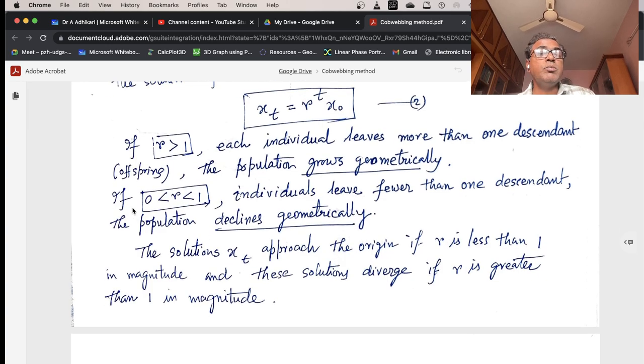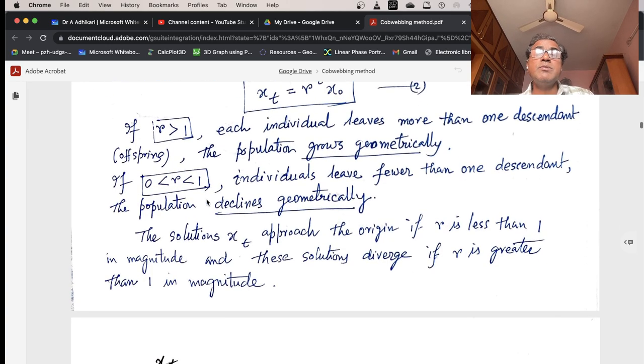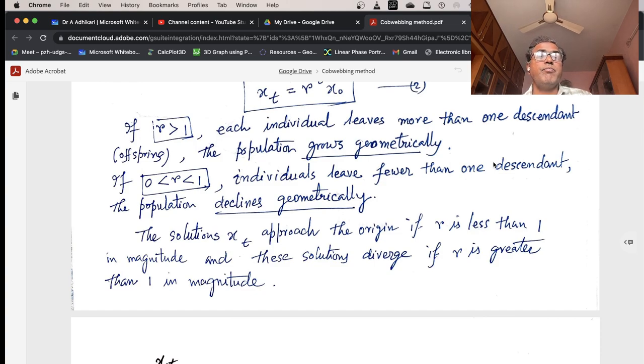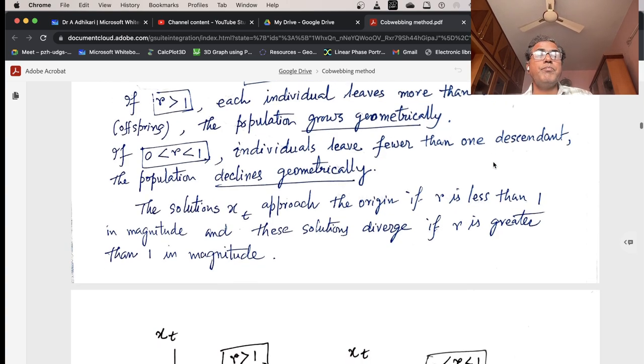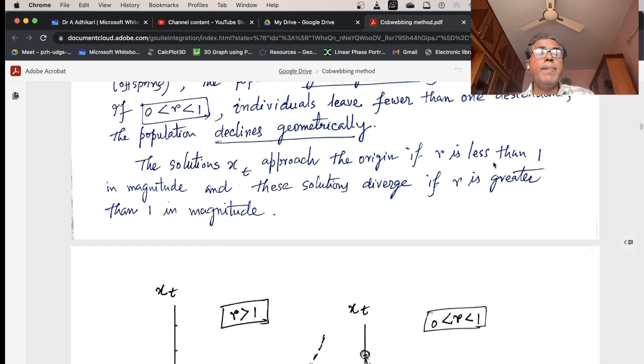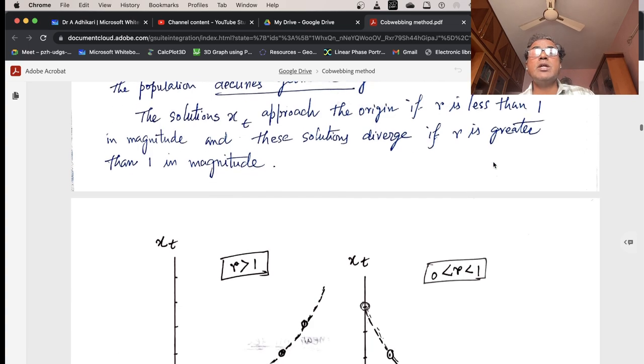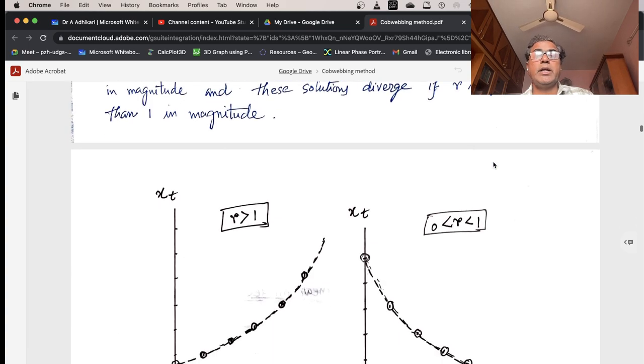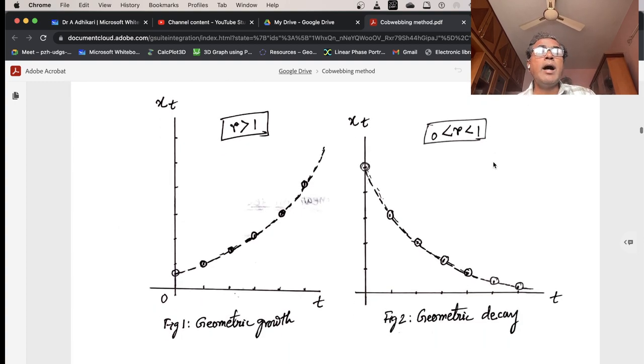If r lies between 0 and 1, an individual leaves fewer than one descendant. The population declines geometrically. Solutions x_t approach the origin if r is less than 1 in magnitude, and the solution diverges if r is greater than 1 in magnitude. So when r is greater than 1, if we plot the solution curve, with population density x_t against time t, we get this curve.